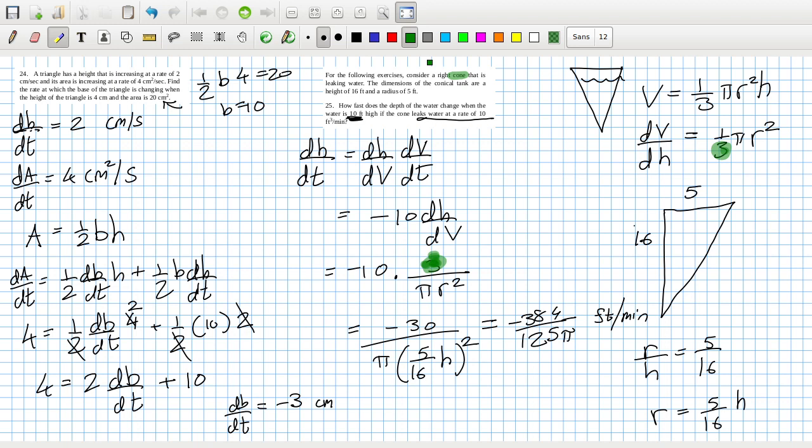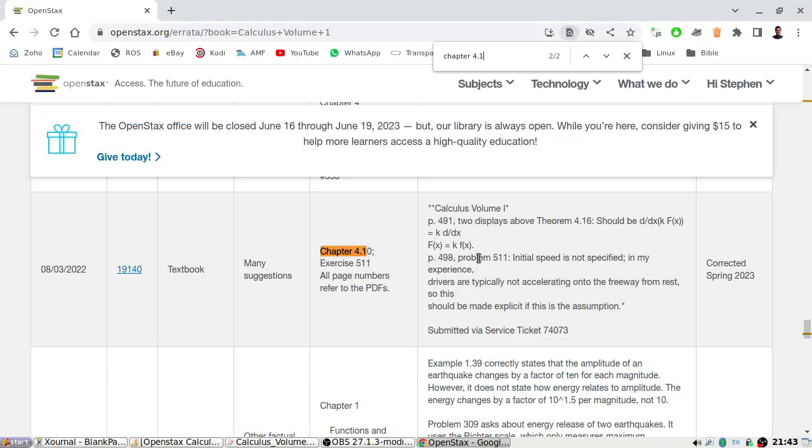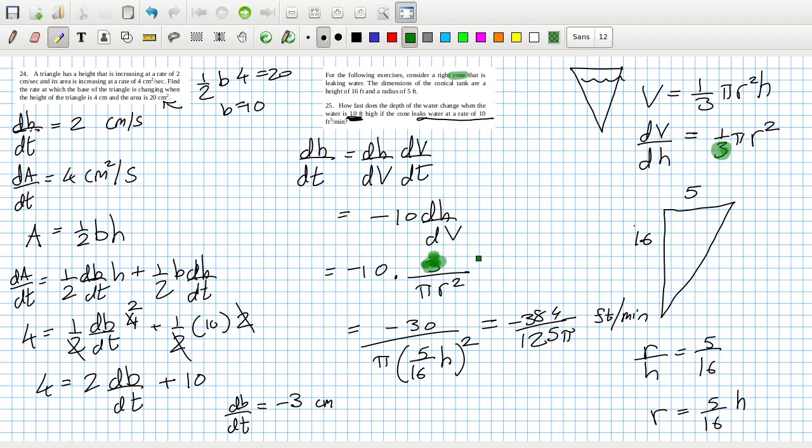Let me pause to see if this is listed on their correction list. I can't find it listed. So have I done something wrong here? Which is possible, of course. More than possible. For the following exercise, consider a right cone that is leaking water. Dimensions of the conical tank are height 16, radius 5.